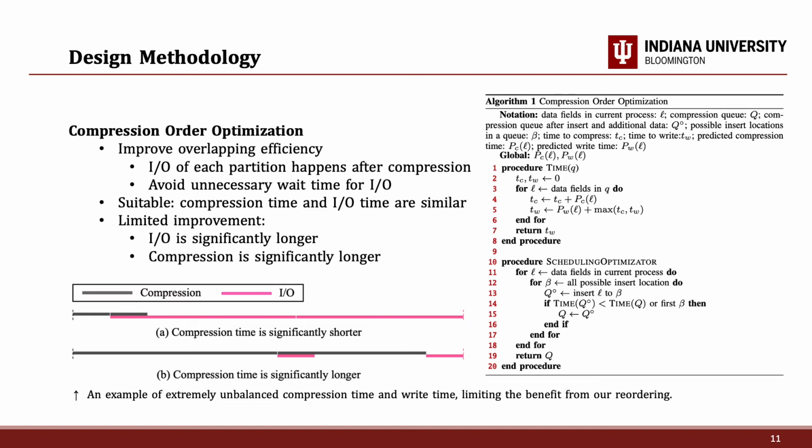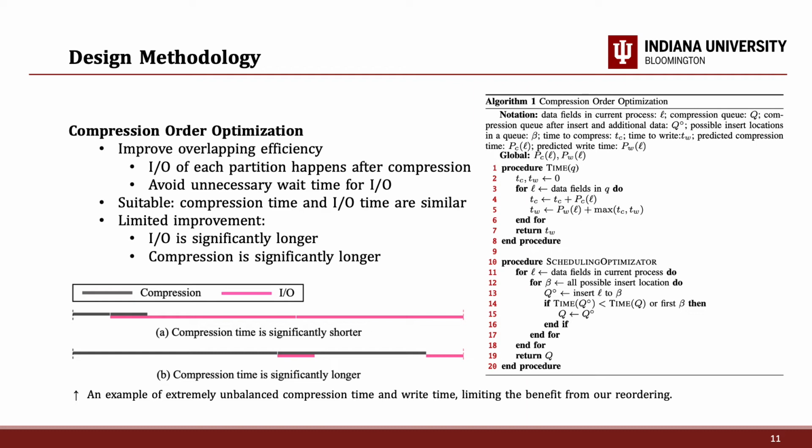And then for each process, we can do the compression order optimization to improve the overlapping efficiency. The I/O of each partition happens after compression, and we want to avoid unnecessary wait time for I/O. So what we can do is reschedule the compression sequence of different data fields on the same process. On the right-hand side is the pseudocode of our optimization. This optimization is very suitable when the compression time and I/O time are fairly similar to each other.